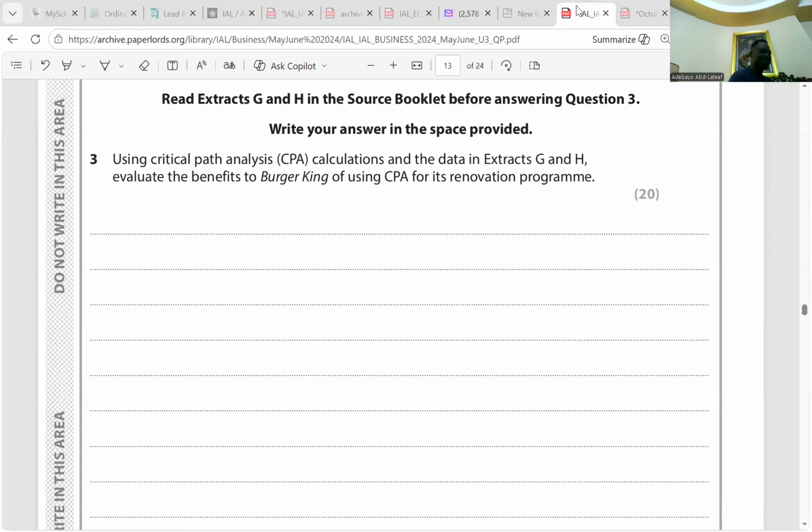CPA is a decision tool that must be used with other decision-making tools to be more effective. So that's about it. I think it's clear.